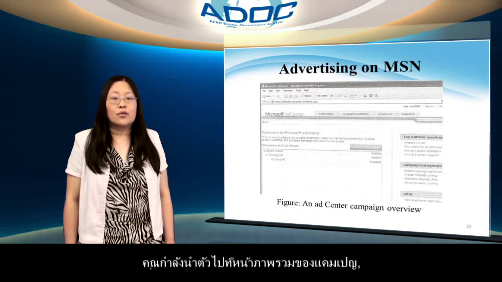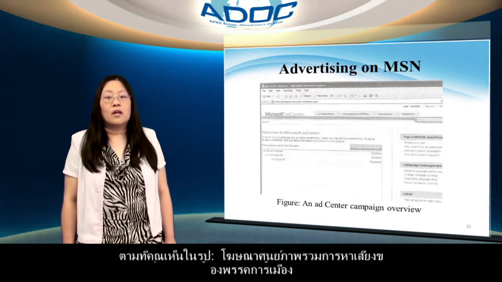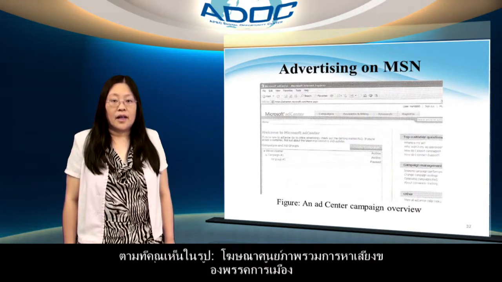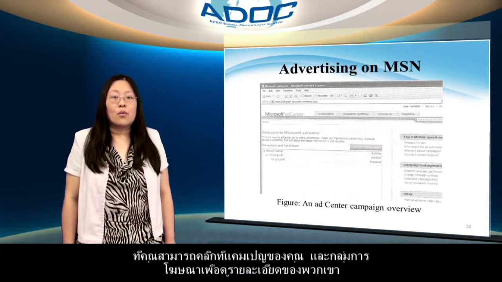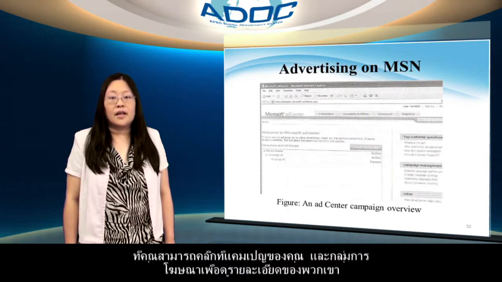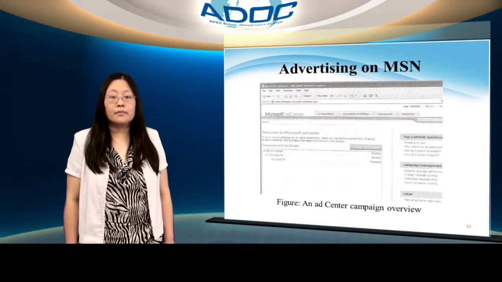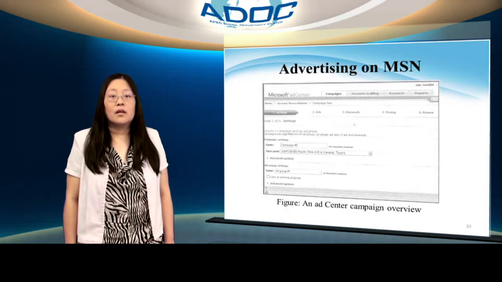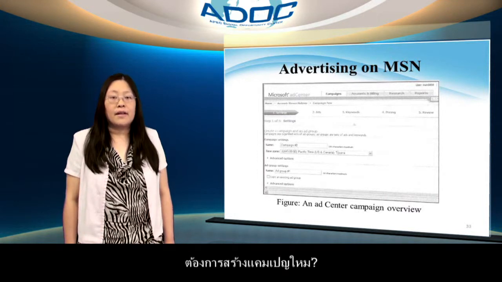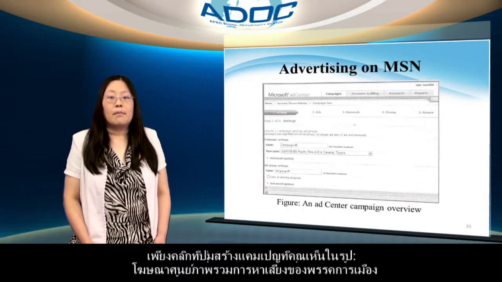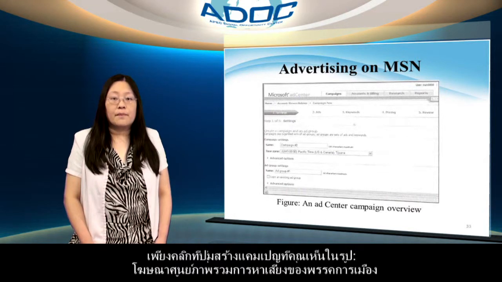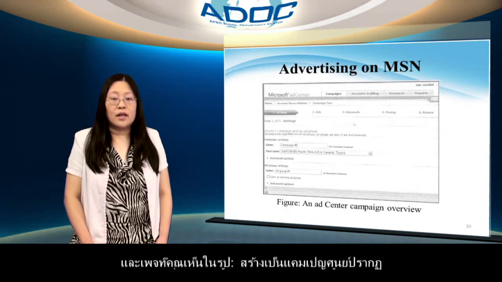You are taken to the campaign overview page. As you see in the figure, an adCenter campaign overview, you can click your campaigns and ad groups to see their details. Want to create a new campaign? Just click the Create Campaign button you see in the figure, and the page you see in the figure, creating an adCenter campaign, appears.